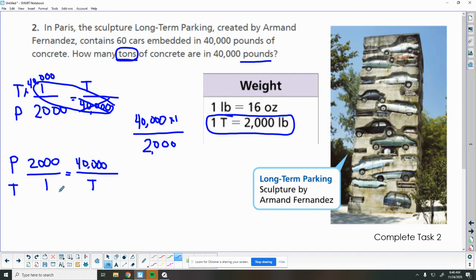So let's try that on the bottom here too. So here's my crisscross numbers. 1 times 40,000, which is what we have here. And then divide by 2,000. So we're looking to get T by itself. To do that, we can crisscross multiply and then divide will reset up that problem for us. So you'll go ahead and use these numbers here to complete task 2. So when you are ready to do task 3, come back and let's work on that.